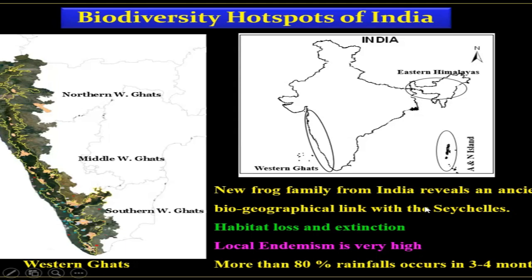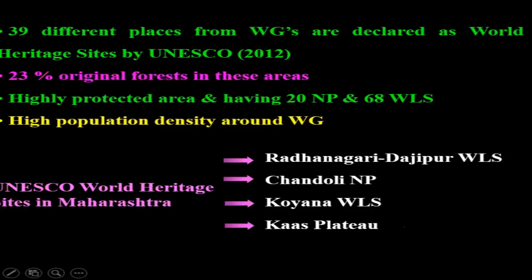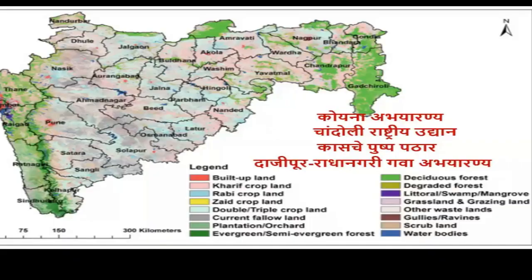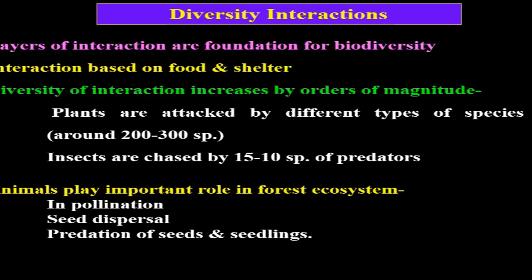During this period, it receives an ample amount of rainfall, and that is followed by the winter, and then again the summer. Such a cycle has been going on for the last thousands of years. Now, in this region, I have already mentioned, the highly protected areas have 20 national parks and 68 wildlife sanctuaries, and it shows such uniqueness in Maharashtra in the form of these 4 places, namely Koyna, Chandoli, Kas Plateau, Dajipur Radhanagri Wildlife Sanctuary. These are the representation of the biodiversity rich regions in the Western Ghats.